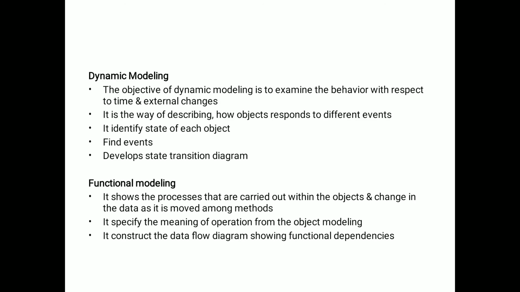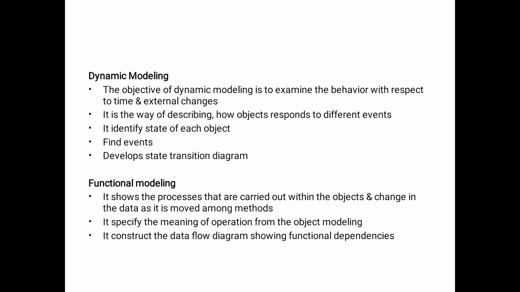The second is dynamic modeling. The objective of dynamic modeling is to examine the behavior with respect to time and external changes. It is the way of describing how an object responds to different events. It identifies the state of each object, finds events, and develops the state transition diagram. So many UML diagrams are there; out of that, the state transition diagram comes under dynamic modeling.